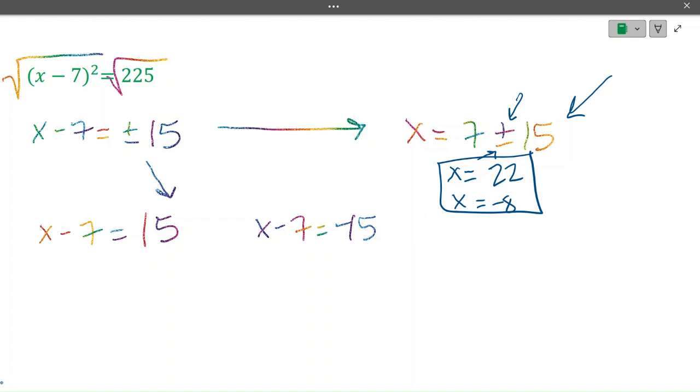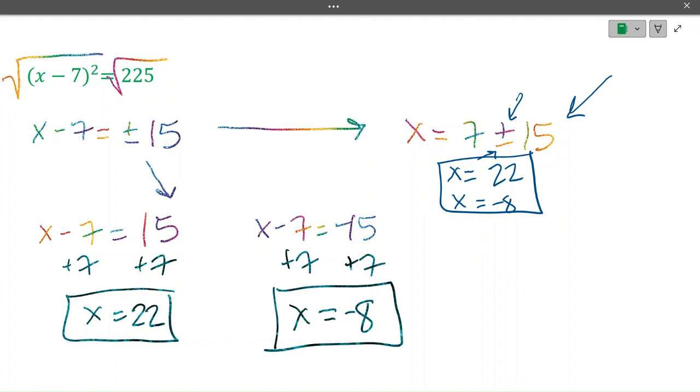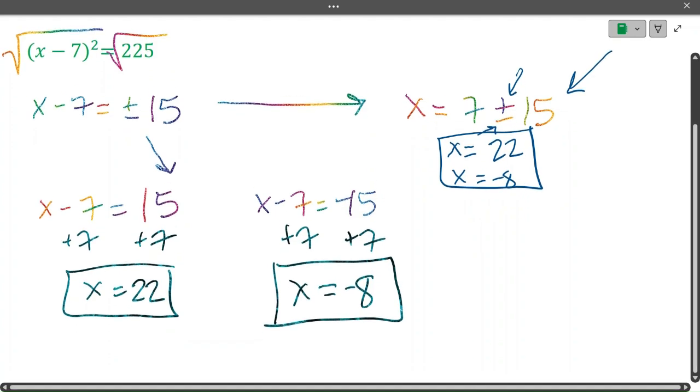If we like a slightly longer way, and I sometimes think this is better depending on whether you're great at mental math or you feel more comfortable showing all of your work, we're going to just solve these two equations. When I do that, I get x equals 22. You're going to get the exact same thing. It's just less room for error sometimes when you write everything out. And then I'm going to add 7 on my other equation, and I get negative 8. Now, what these answers mean is that when we plug 22 in for x and when we plug negative 8 in for x, we in fact get out 225. So we could do a quick check.